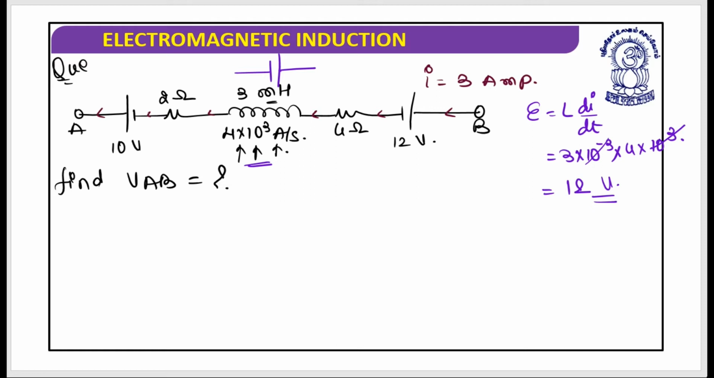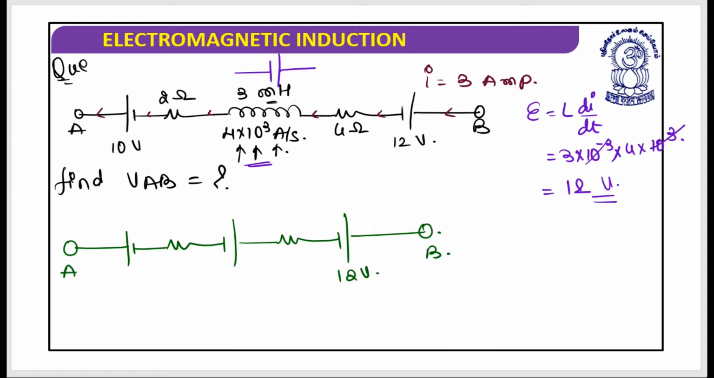Is it clear? Any doubts? Let's redraw the circuit. Then it will look like this. This was the battery terminal, then the resistance, then again a battery. Initially it was the inductor, next a battery, and next again a 12 volt battery. This is A, this is B, this is 12 volt, this is 4 ohm, this is again a battery of 12 volt, this is 2 ohm, this is 10 volt, and the current is flowing in this direction, the current of 3 ampere.